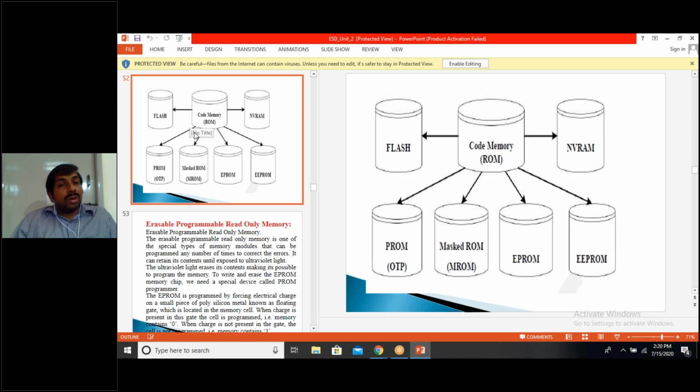So this is code memory. What we call program memory or code memory, consisting of the software part, is stored in ROM. It is of various types: PROM, programmable ROM; EPROM, erasable programmable ROM; EEPROM, electrically erasable PROM; flash memory. And your code memory can be non-volatile RAM.